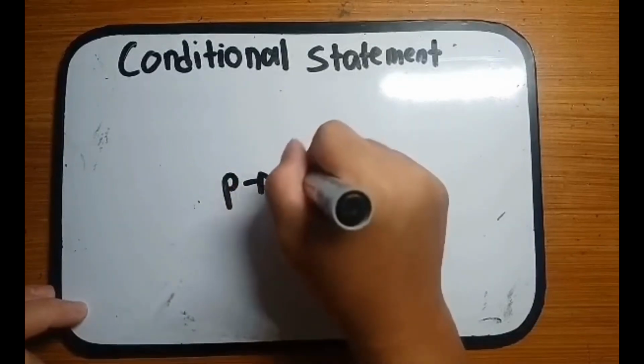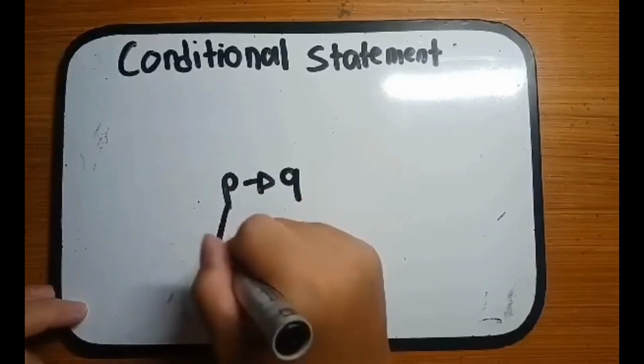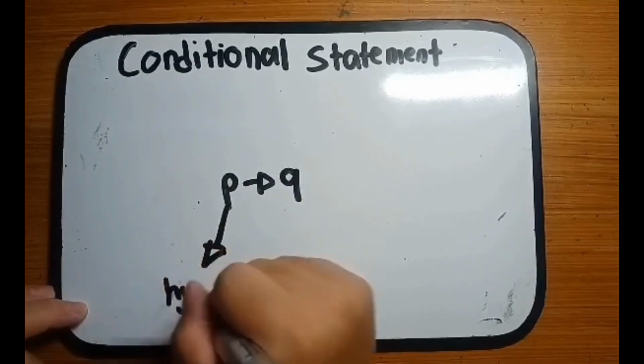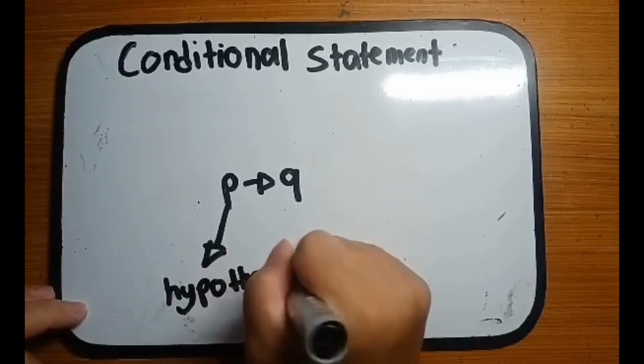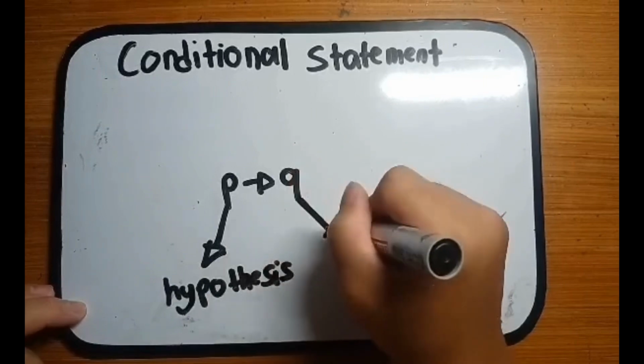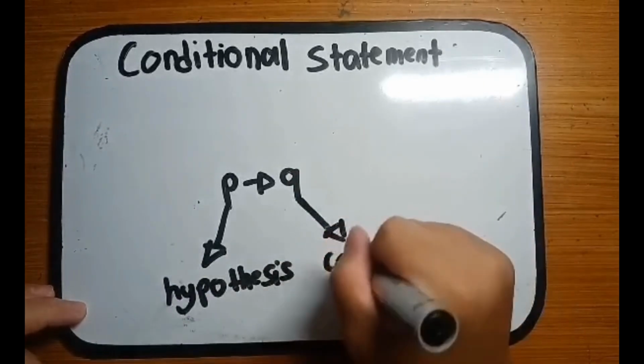If P, then Q. P symbolizes hypothesis, then Q symbolizes conclusion.